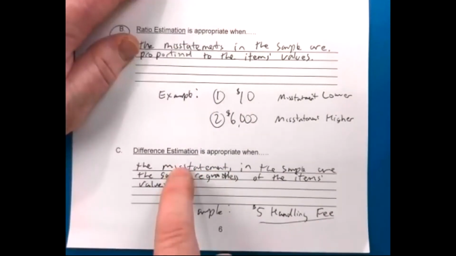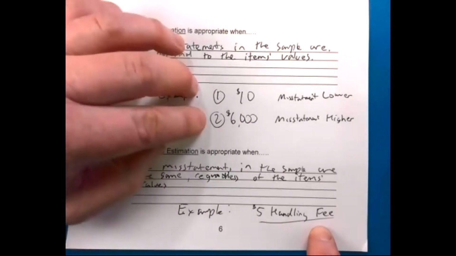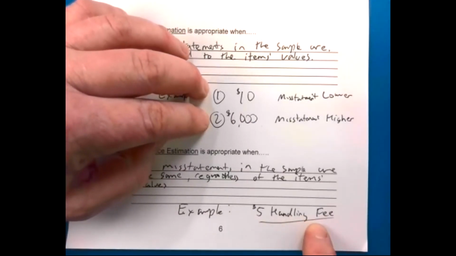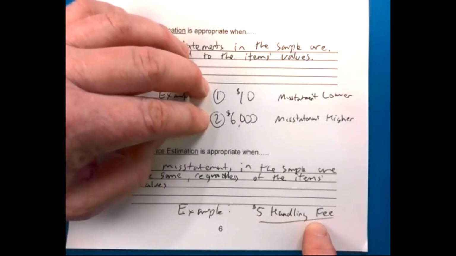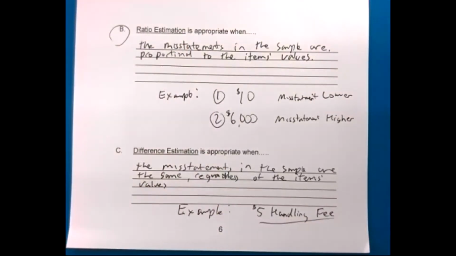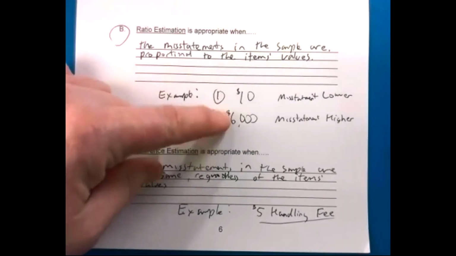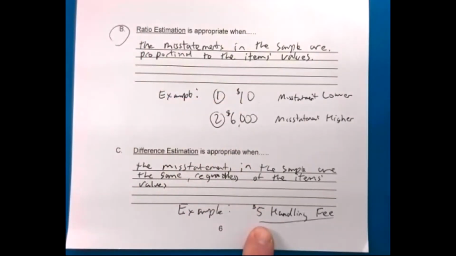this is a good way to do it. You know, kind of unusual, but if there's a standard price that is causing those to be misstated, then the difference estimation is a good one. So regardless of the size of it, it'll be off by the same amount.